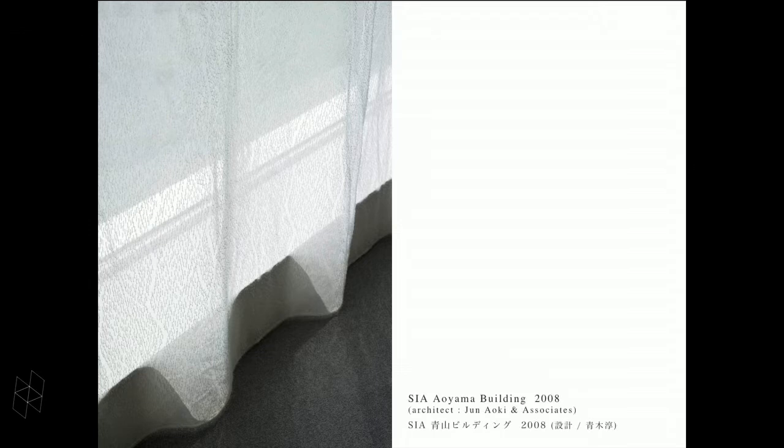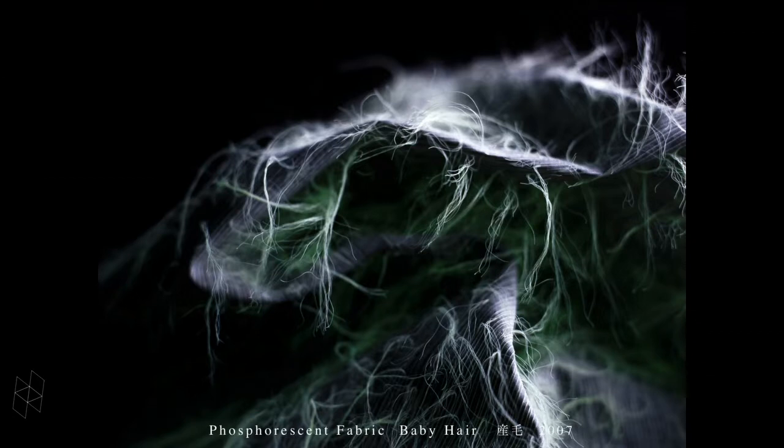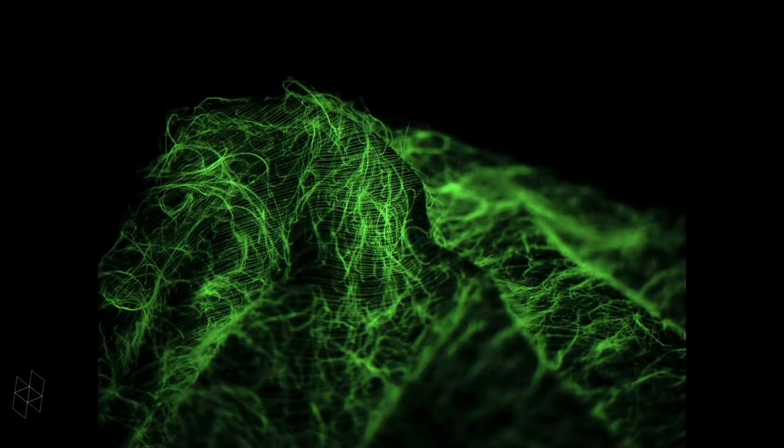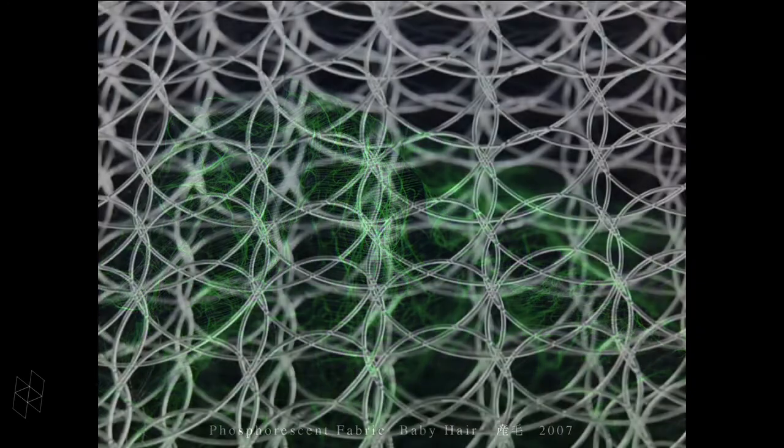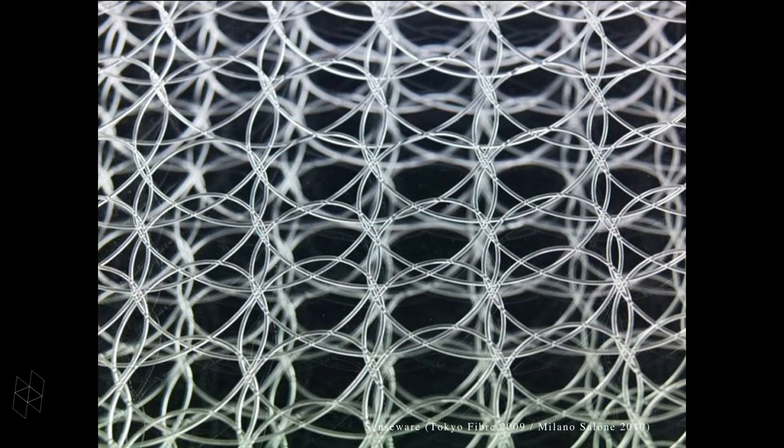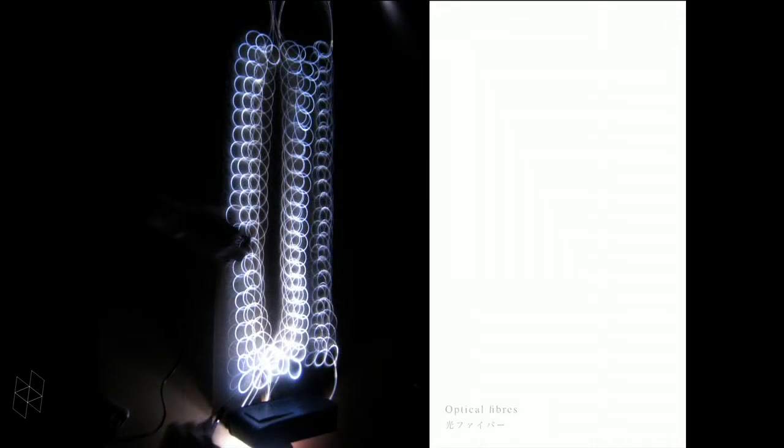Oh, this one. This glow-in-the-dark fabric uses fibers that store daylight and release energy at night. It's in the Metropolitan Museum of Art. In 2009, we made fabric using optical fiber. Lots of trial and error.